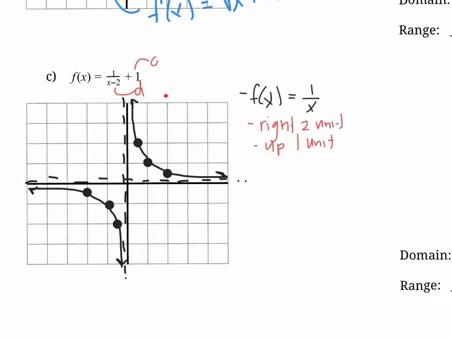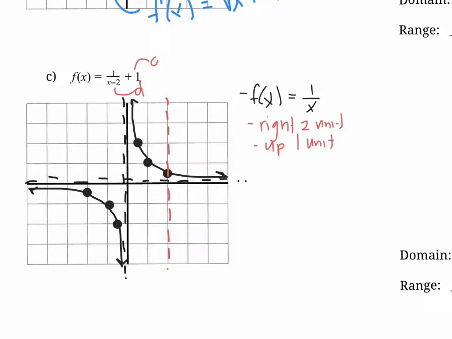But a vertical line moved up 1 unit doesn't change anything. So the only thing that's going to affect this vertical asymptote is moving it to the right 2. So I'm going to just do a new asymptote here at x equals 2. Now let's deal with this asymptote. We're going to move it right 2. Again, not going to affect anything because we're just taking a horizontal line and moving it to the right. Not going to change it.